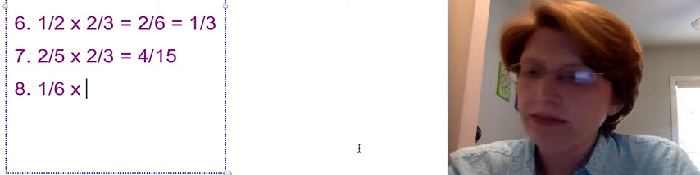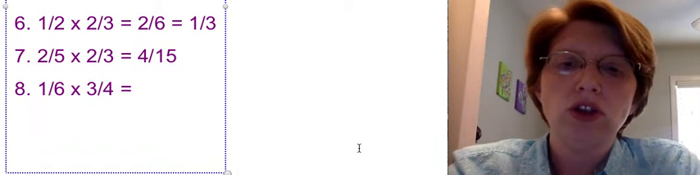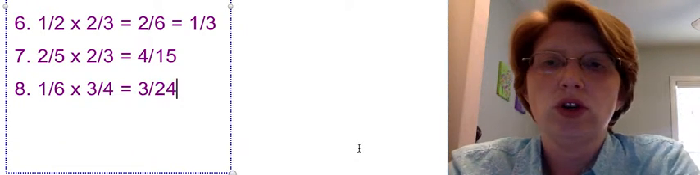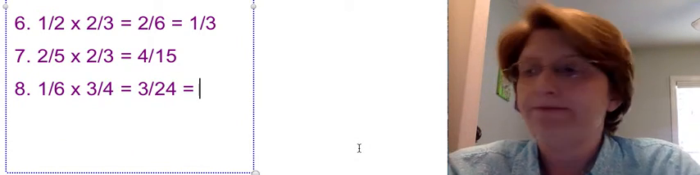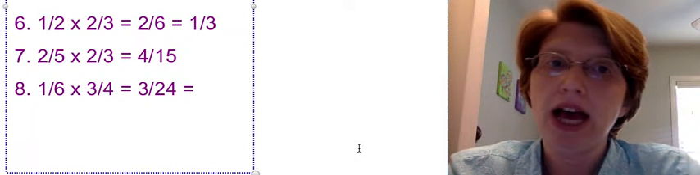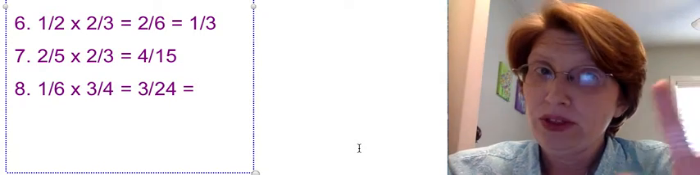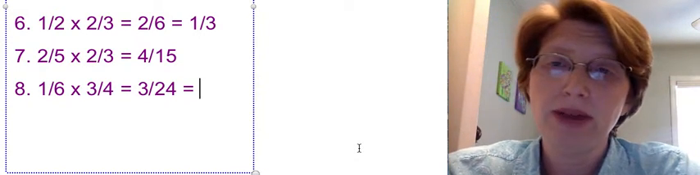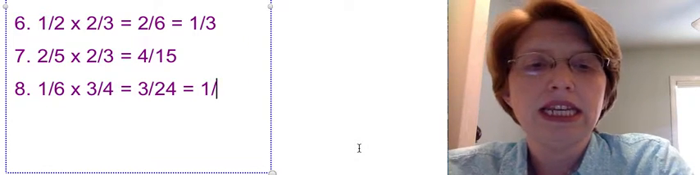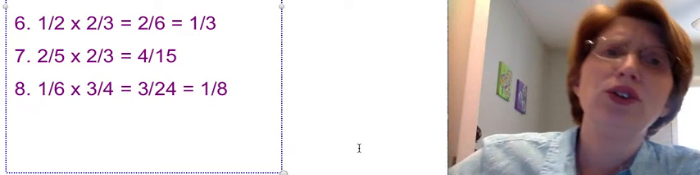1/6 times 3/4. Numerators, 1 times 3. Denominators, 6 times 4. Reduce it. We're going to divide by 3, right? If I divide top and bottom by 3, I get 1/8. Got it? I know you do.